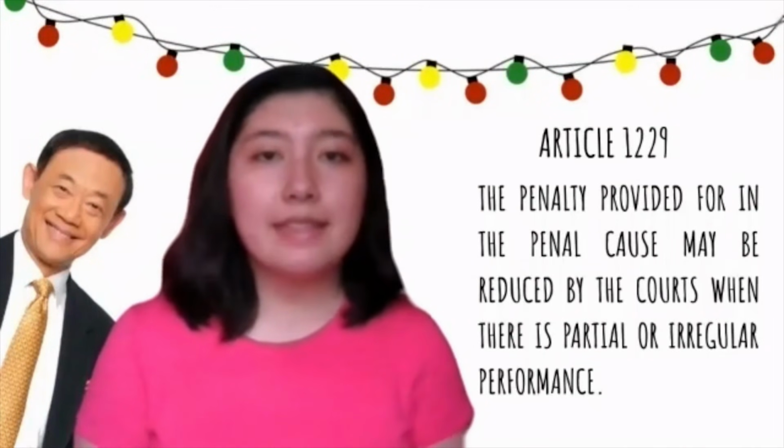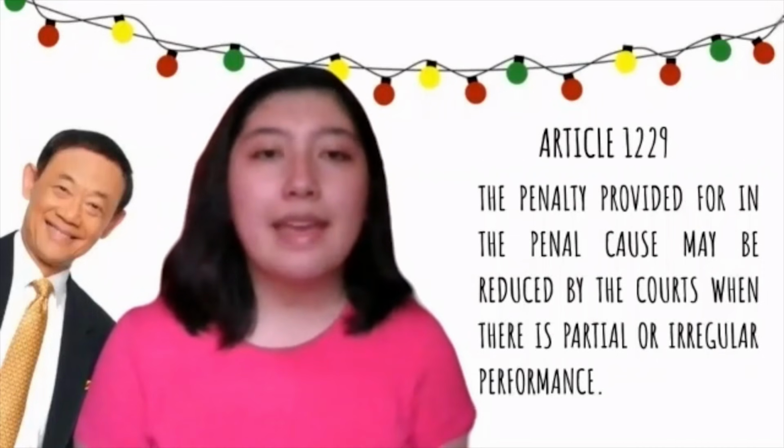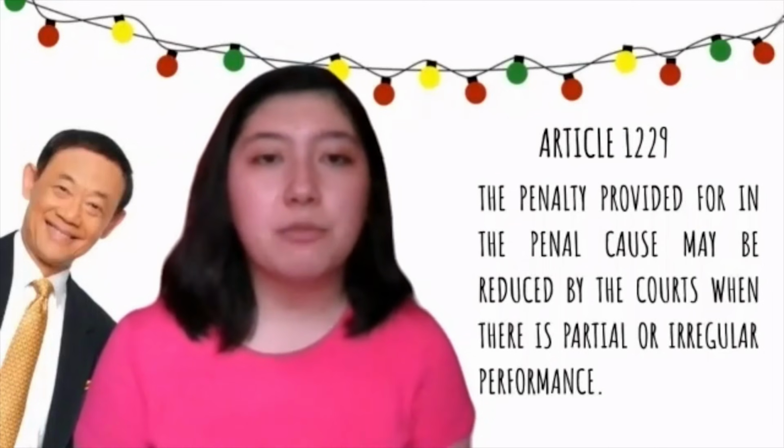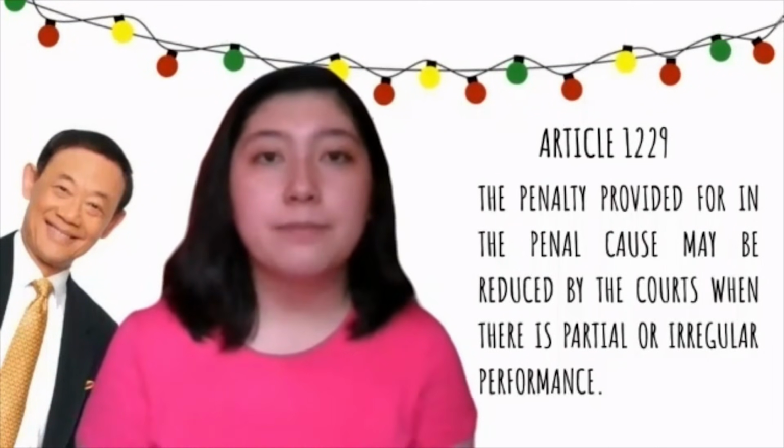Article 1229 states the penalty provided for in the penal clause may be reduced by the courts when there is partial or irregular performance. Partial refers to the extent of fulfillment, while irregular refers to the manner. The penalty should be more or less proportionate with the extent of the breach of the contract or of the damage suffered, and as a general rule, an obligation is not being performed unless the thing or service in which it consists has been completely delivered or rendered, as the case may be.